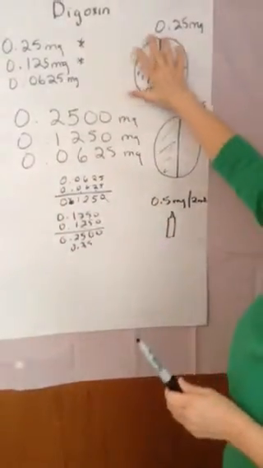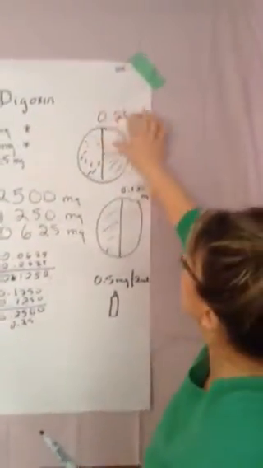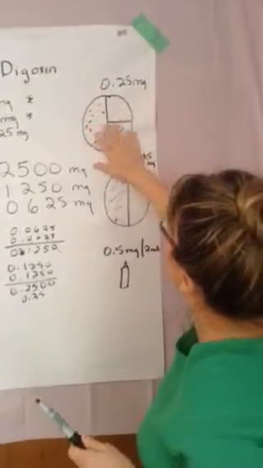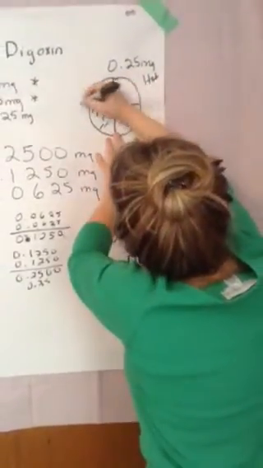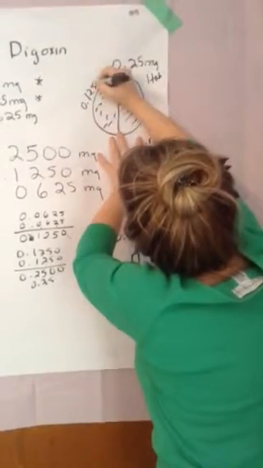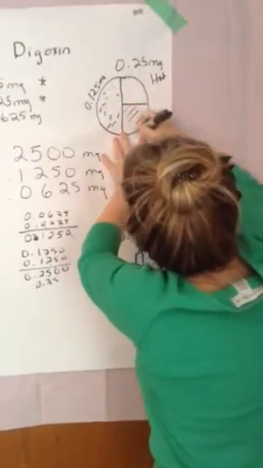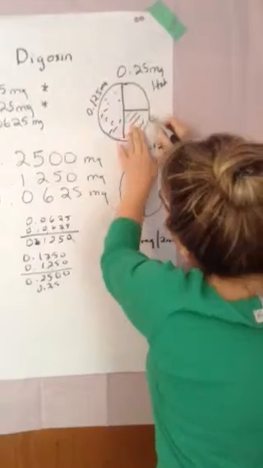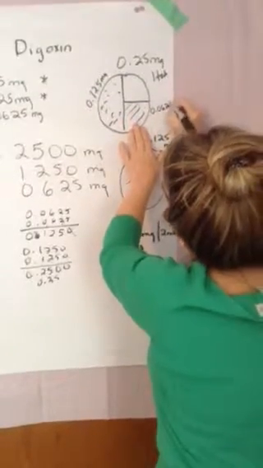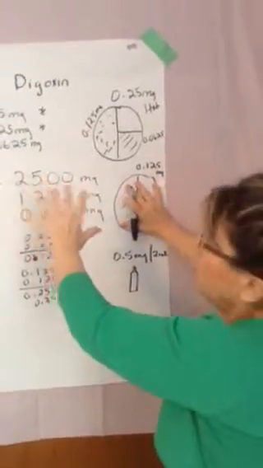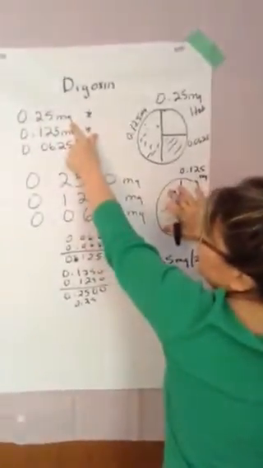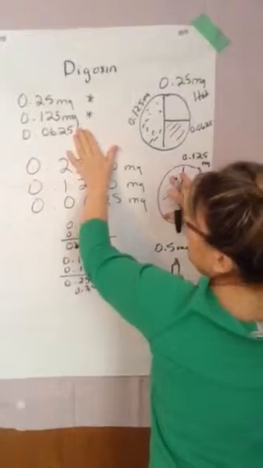And if you're a pictorial type person, here's your tab. 0.25 is 1 tab. You can see that a half a tab is 0.125 milligrams. So that's the half a tab. 1/4 would be your 0.0625. Digoxin in tablet form only comes as 0.25 or 0.125.